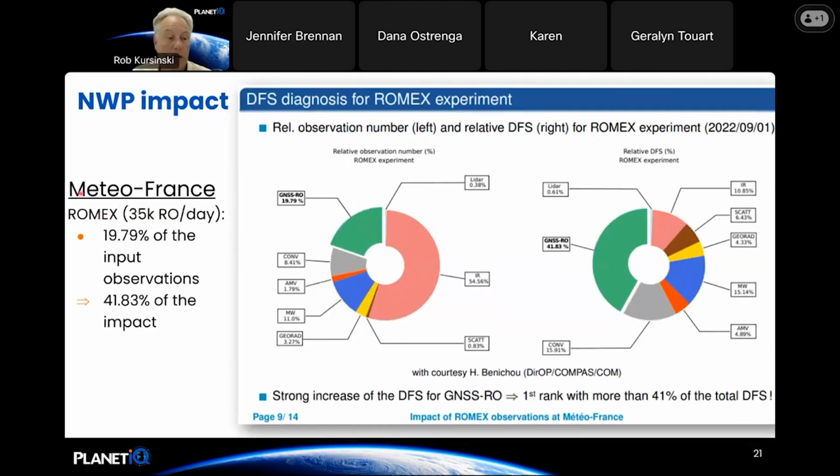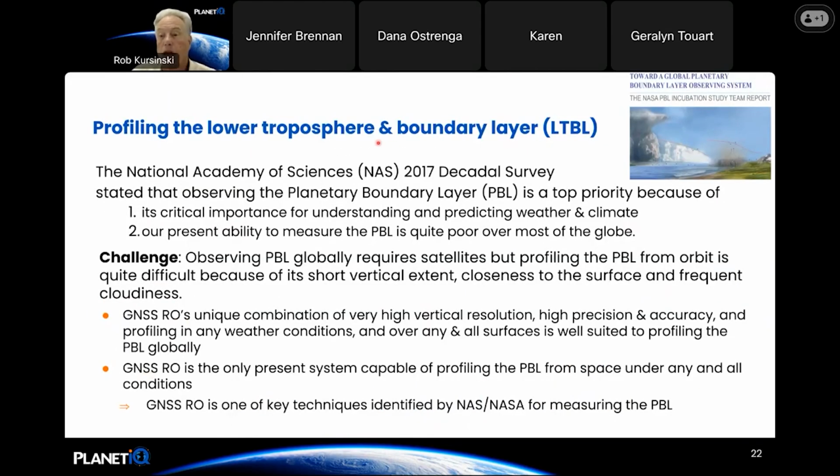And then with the ROMEX experiment, which is the radio occultation meteorological experiment, which got momentarily up to 35,000 occultations per day, the RO made up about 20% of the input, and the impact climbed to 42%. So just demonstrating that the RO is an extremely important and powerful data type for weather forecasting.